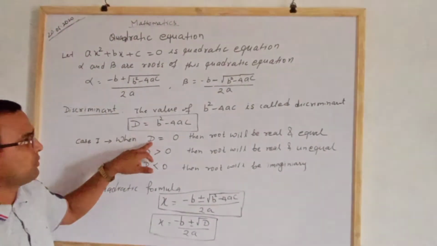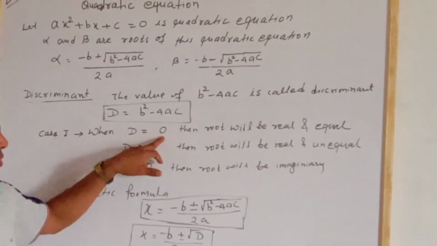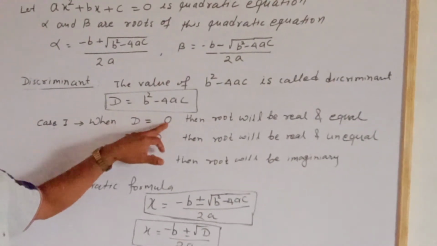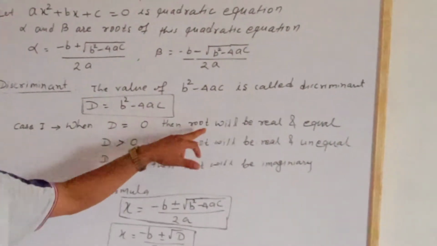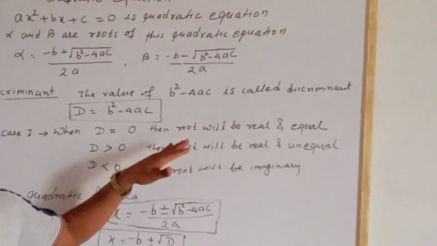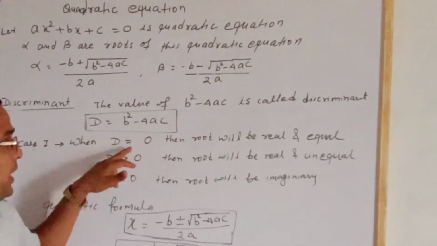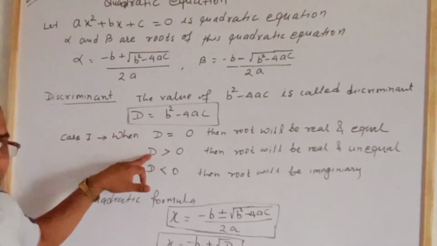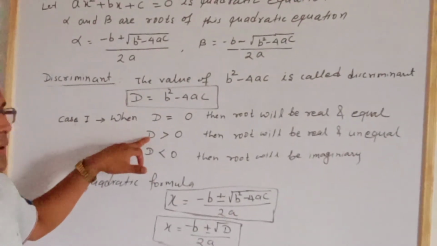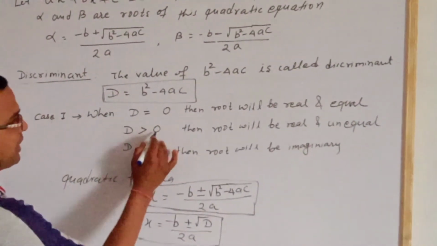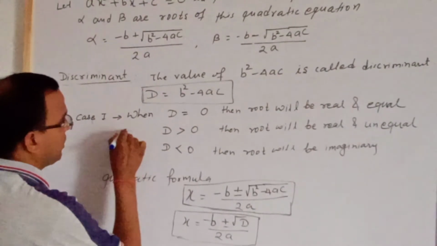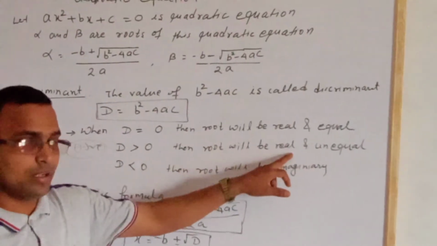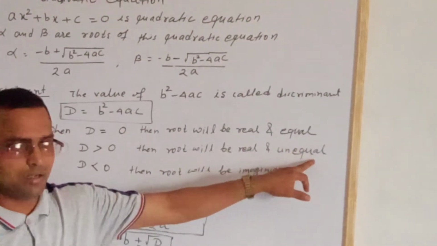When we get D equal to 0, we find the value of D for the solution. If we get the value of D equal to 0, then the roots will be real and equal. Alpha and beta, both roots will be equal when D equals 0. And the second case, when D is greater than 0, it means a positive value, then the roots will be real and unequal.